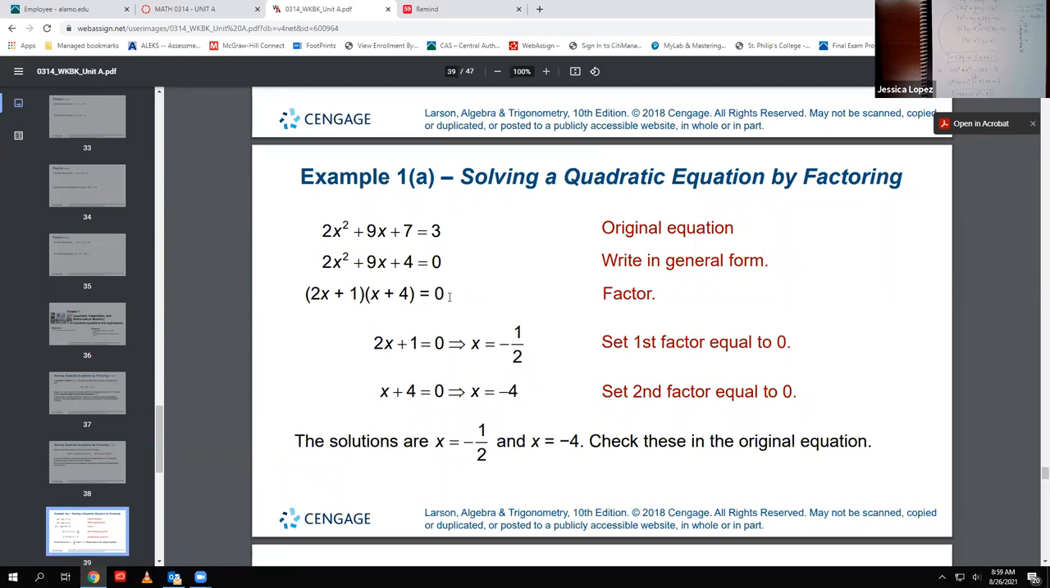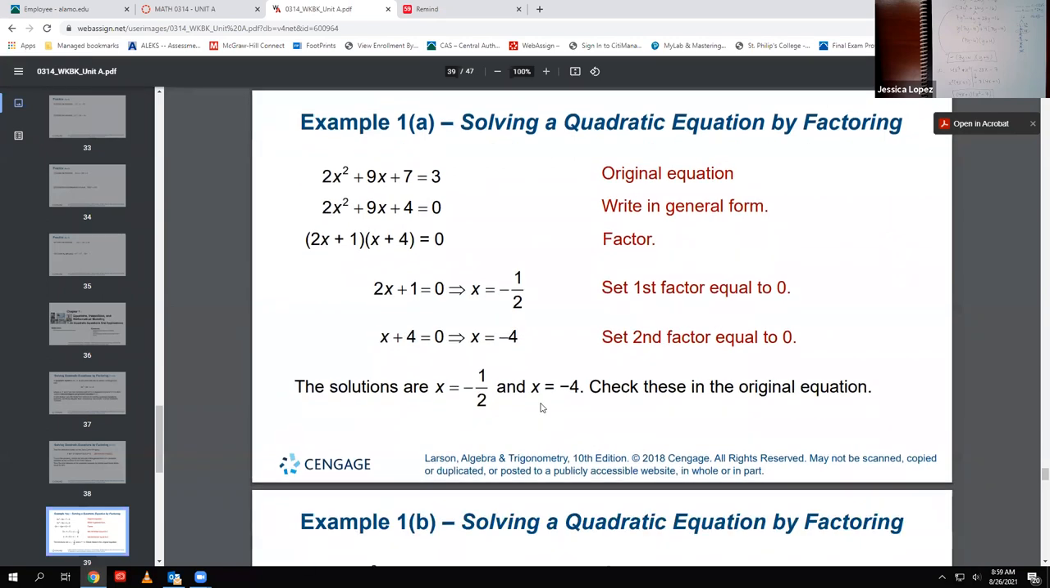And then according to that zero factor property, either this factor equals zero or this factor equals zero. So you set each one equal to zero. Here they set the first one equal to zero, and here they set the second parentheses equal to zero. And then if you minus one and then divide by two, you get this solution, x equal to -1/2. And then if you minus 4 on both sides of the other equation, you get x equal to -4, okay? So there's two solutions, x equal to -1/2 and x equal to -4.